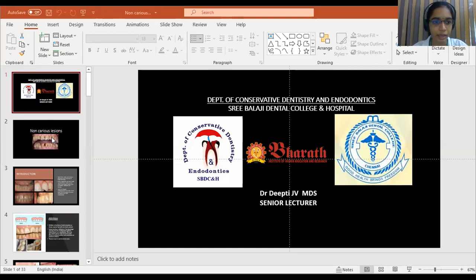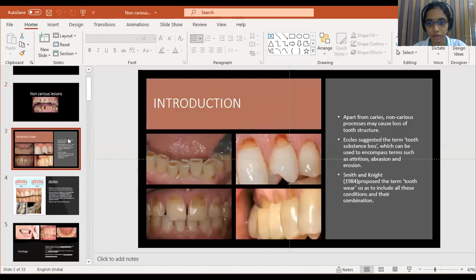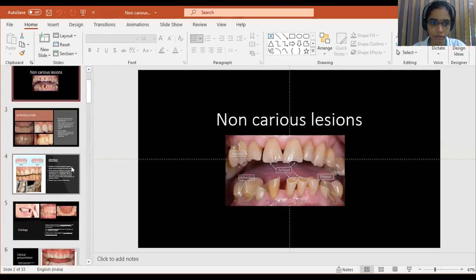Today I'll be talking about non-carious tooth lesions. Apart from caries, there are other non-carious processes which can cause loss of tooth structure. The non-carious tooth lesions are of four types: attrition, abrasion, erosion, and abstraction. We will see about each one by one.